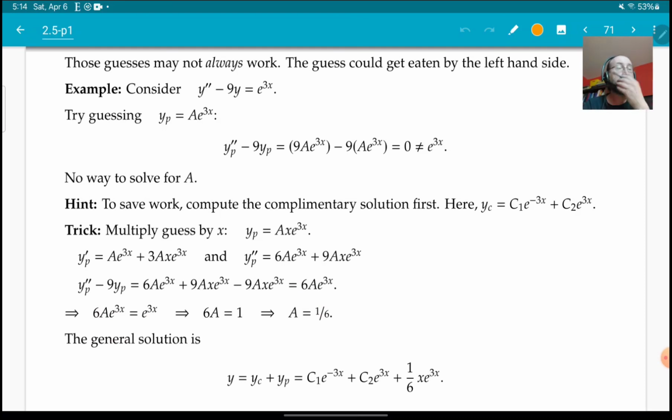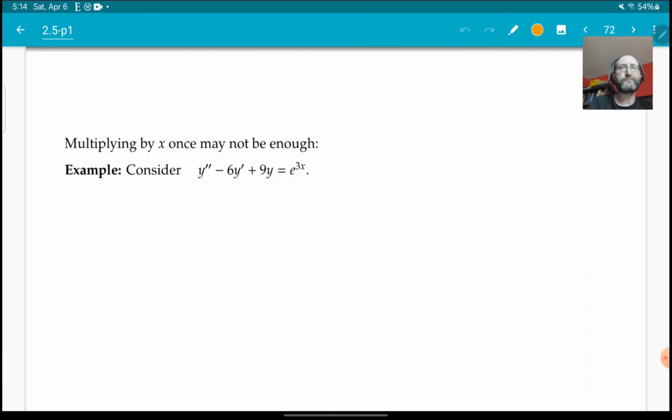All right, so the general solution is, well, I just take my complementary solution, add my particular solution, which is this guy, with the x, of course, where a is 1/6. So this is my particular solution. Okay, great. So we've found the general solution to this, even though this guess didn't work. So we just have to modify our guess a little bit.